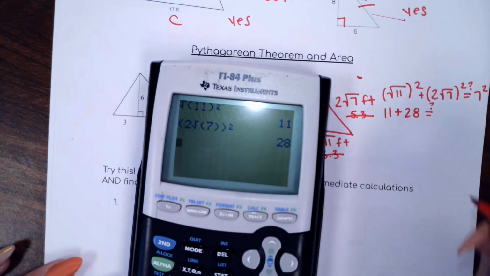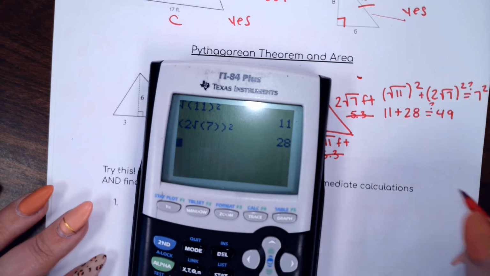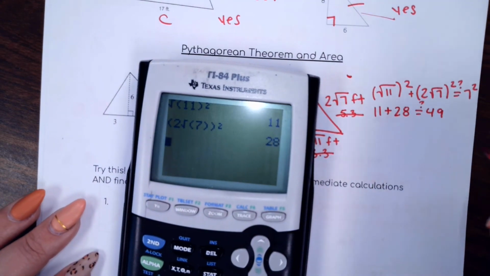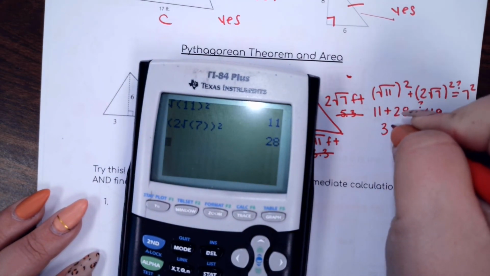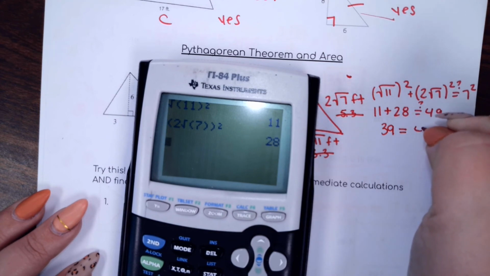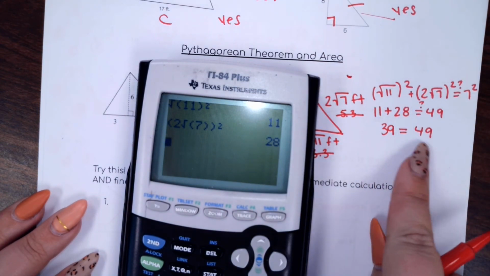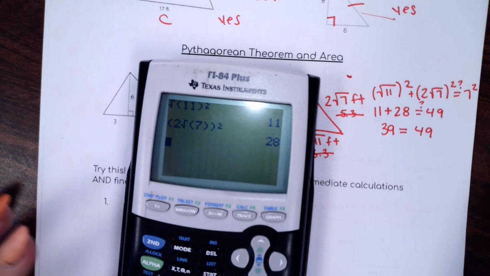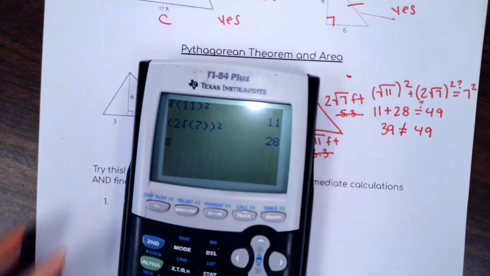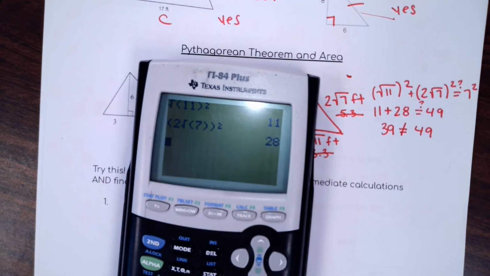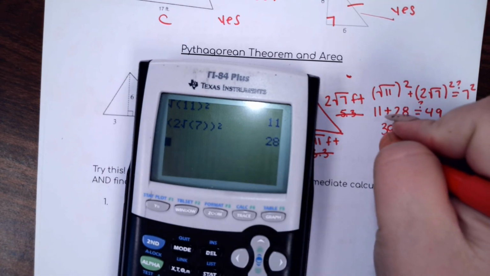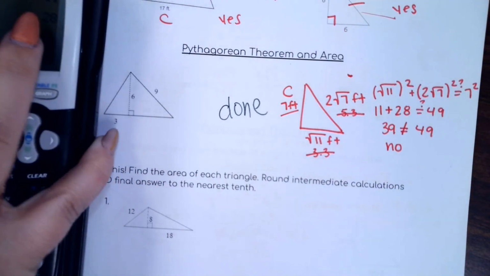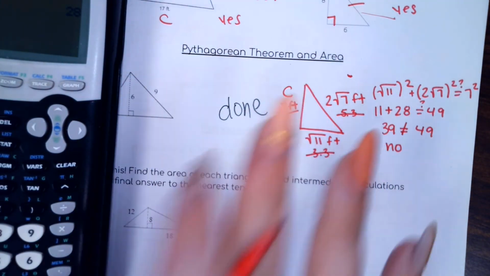Does that equal 7 squared, which is 49? If we add 11 and 28, that'll give us 39. 39 does not equal 49. So to say that they're not equal, we're going to put a slash through there. So that tells us that no, this triangle that I drew over here is not a right triangle.